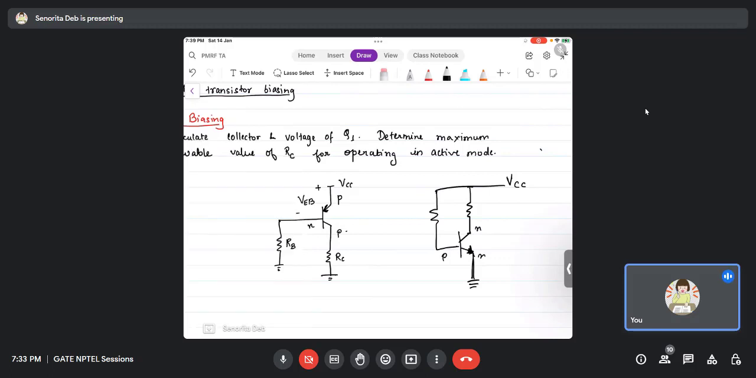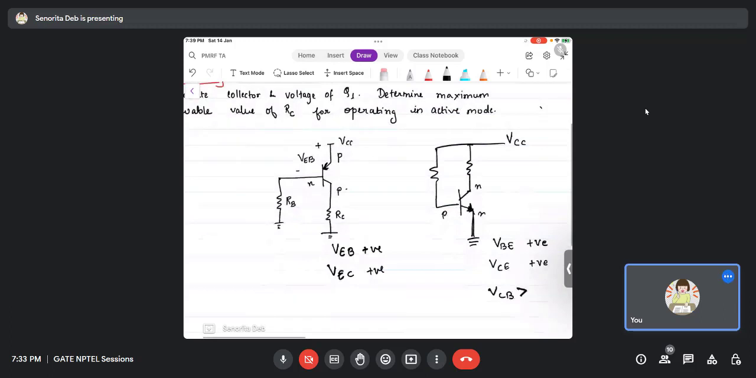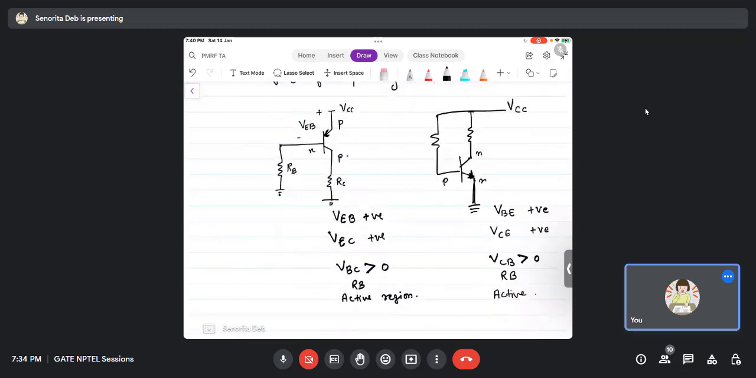And VEB is always positive. In NPN, VBE is positive. So you have to just keep that in mind. And VEB, just the opposite, is positive. Here VCE is positive. Here VEC is positive. Here VCB should be greater than 0 for reverse biasing and active region. Here VBC has to be greater than 0 for reverse bias active region.